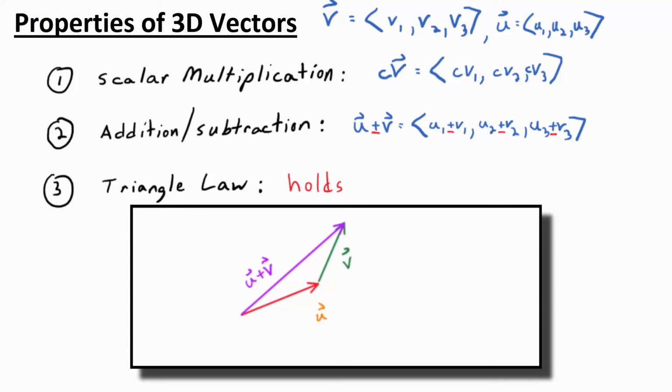By the way, you could make a parallelogram out of this too, couldn't you? Actually, I'll do it in a really slick way. I'll just go Control-C, Control-C, Control-V. You could put another copy of v at the tail of u, like so, and then another copy of u opposite the first copy, and there you go. There's your parallelogram. And then u plus v is the diagonal of the parallelogram.